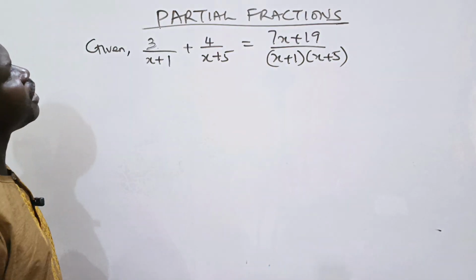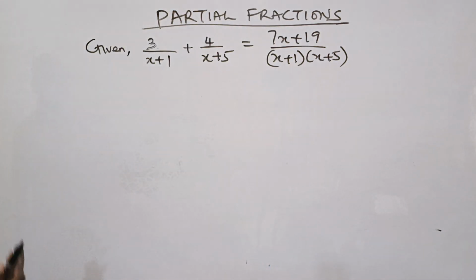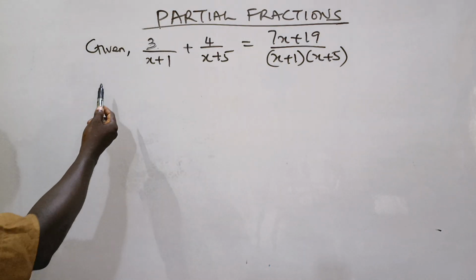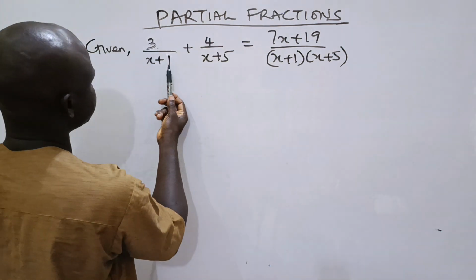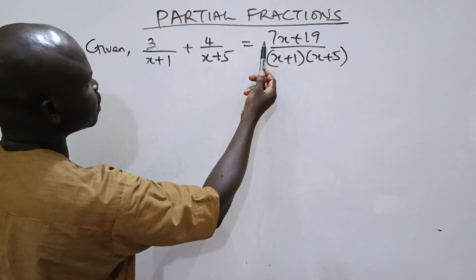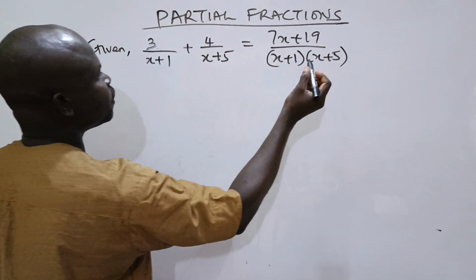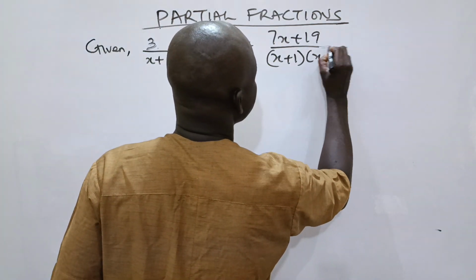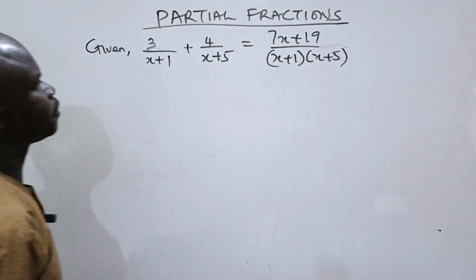Today we want to look at partial fractions. Given what we have on the board, 3 over x plus 1 plus 4 over x plus 5 is equal to 7x plus 19 all over (x plus 1) into (x plus 5).